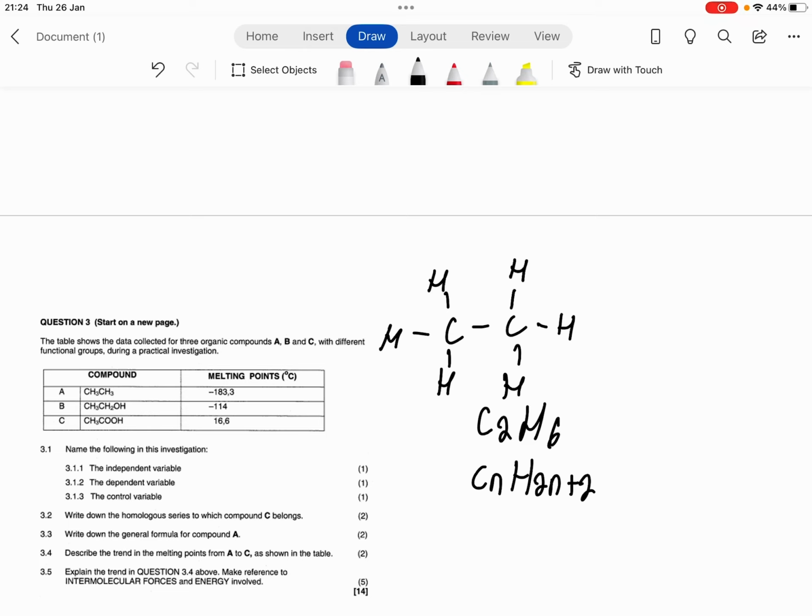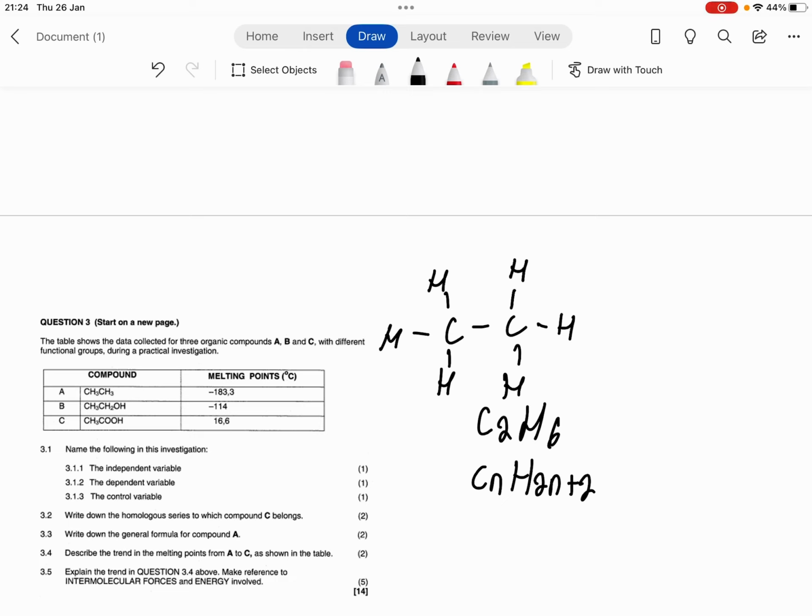3.4, describe the trend in the melting points from A to C as shown in the table below. So here it's just for 2 marks. It's 2 very easy marks. You're just simply going to say, if you look at compound A, it starts off at negative 183.3 and compound C is 16.6. So you can see that there is a dramatic increase in the melting points there. So 3.4, the melting points increases from A to C. And as simple as that, you get 2 marks.